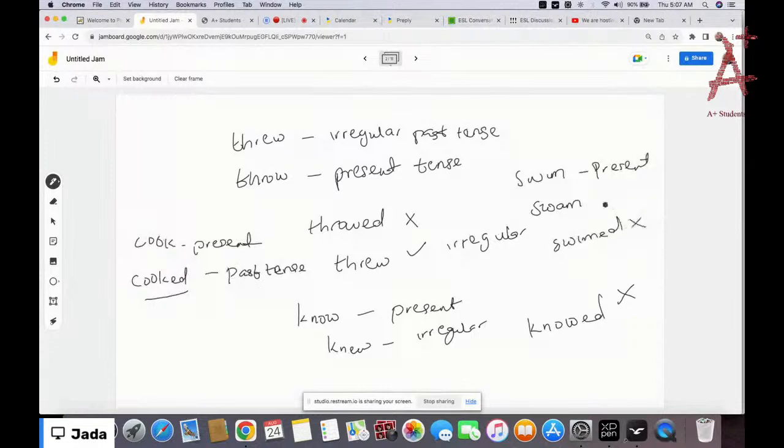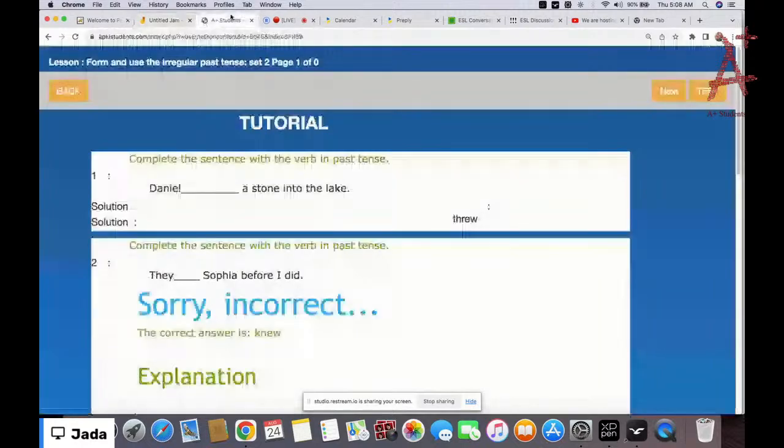Nah, you cannot do that. You can only say swam. So you see, there are verbs that do not follow the rules of having ed or d. No way, they cannot have that. You just have to be able to remember that some of the verbs are different, they have their own pattern, and you try to remember the pattern of those verbs.